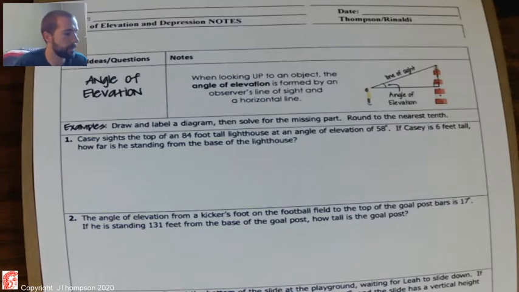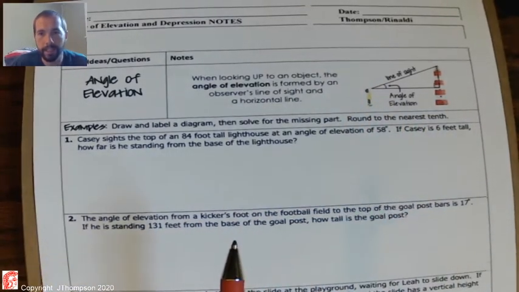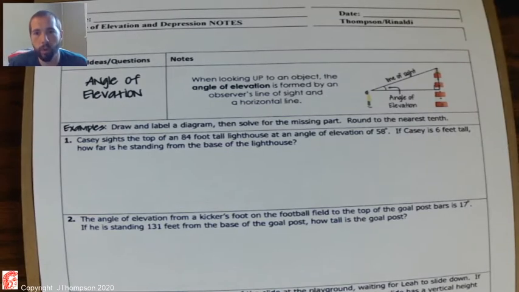So the first question is represented by this picture. Casey sights the top of an 84-foot tall lighthouse. He has an angle of elevation of 58 degrees. If Casey is 6 feet tall, how far is he standing from the base of the lighthouse?